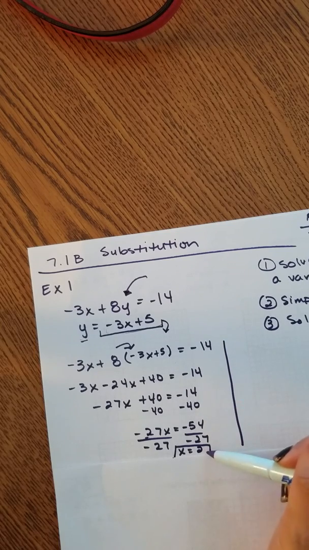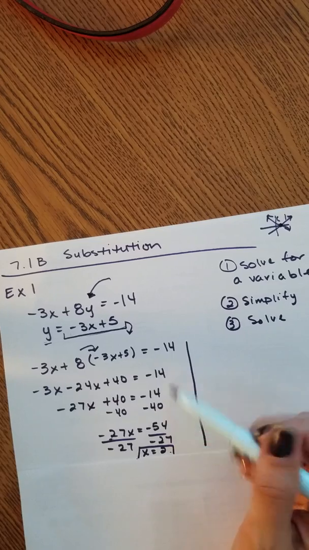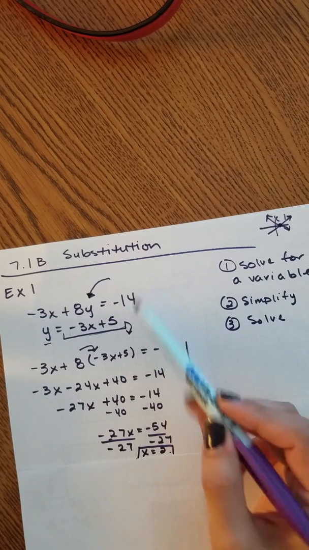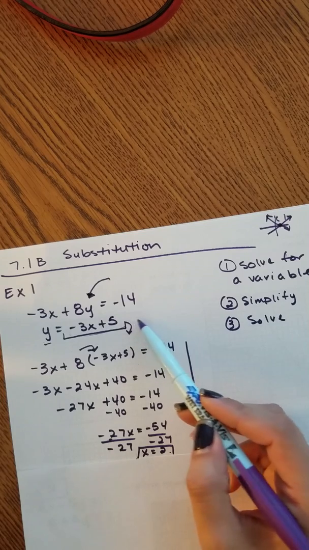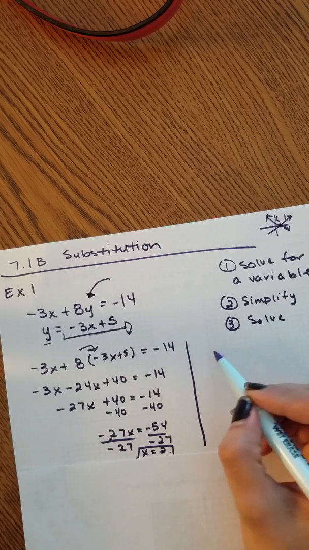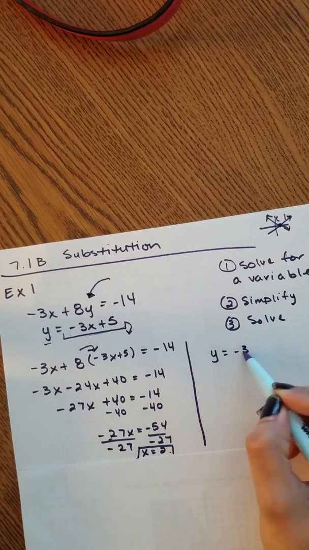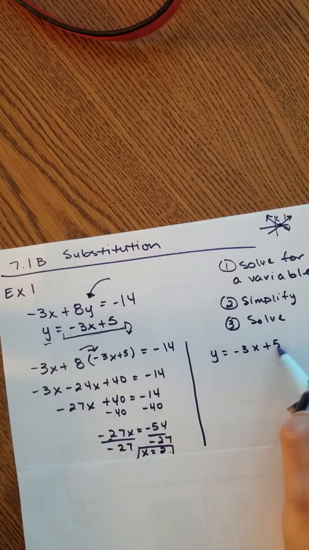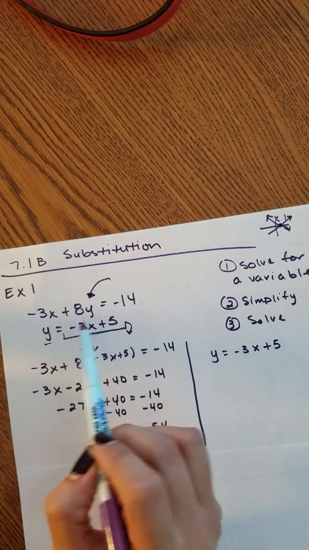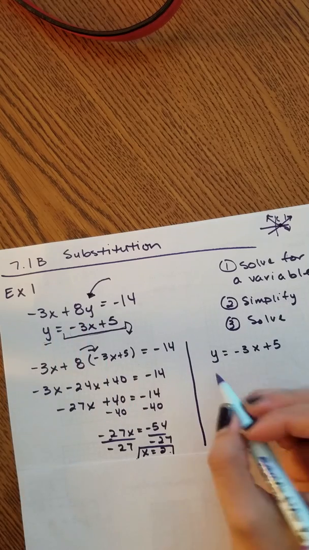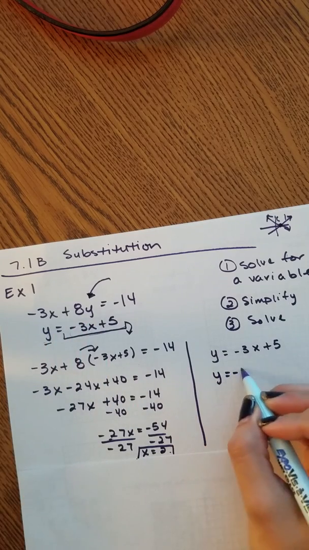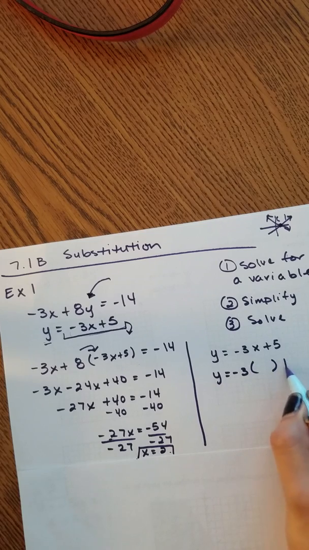So you can plug this x into either of these original equations over here. It doesn't matter which one you use. I would recommend that you use this one here, the second one, because it's already solved for y. All you'll have to do is plug in that x value and solve. If you plugged it into here, that's fine, but you'd have to do some more work in rearranging to get your y by itself. So y is equal to negative 3 times x plus 5.